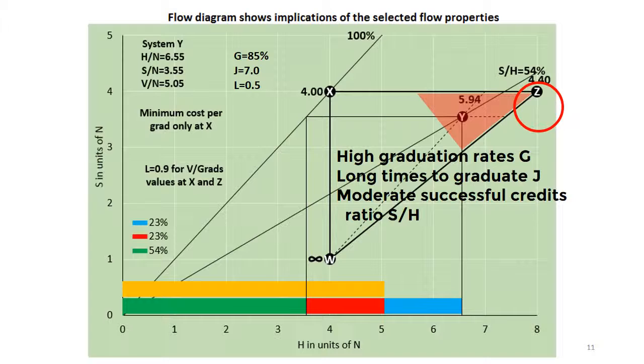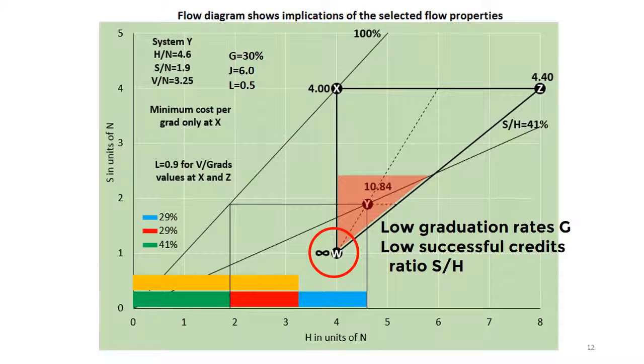The collection of student flow patterns Y, located in the top right corner Z of the flow triangle, is in general also characterized by high graduation rates G, but by long times to graduate J, and moderate values of the successful credit ratios S over H. The collection of student flow patterns Y, located in the bottom corner W of the flow triangle, is in general characterized by low graduation rates G and low values of the successful credit ratios S over H. No respectable study course wants to be in this bottom half of the flow triangle.